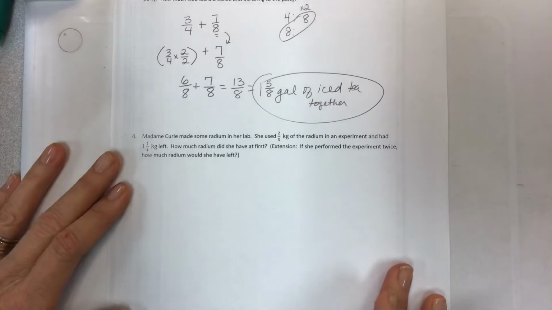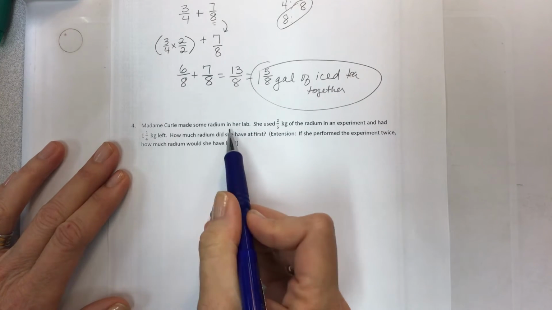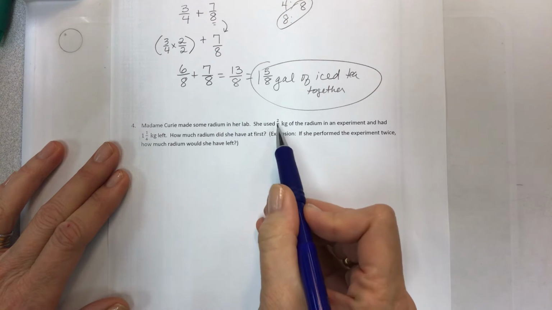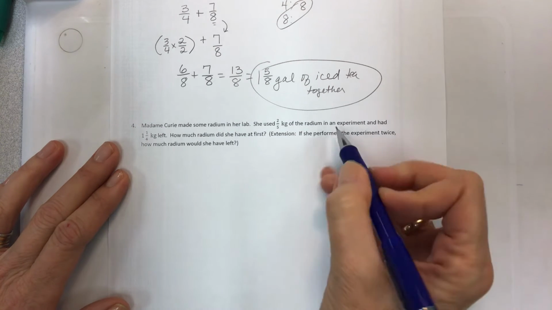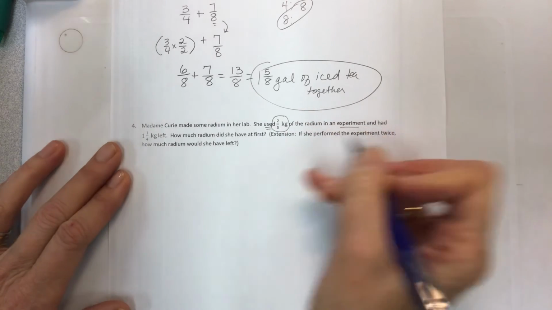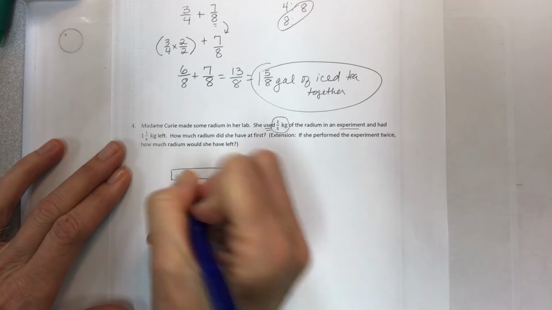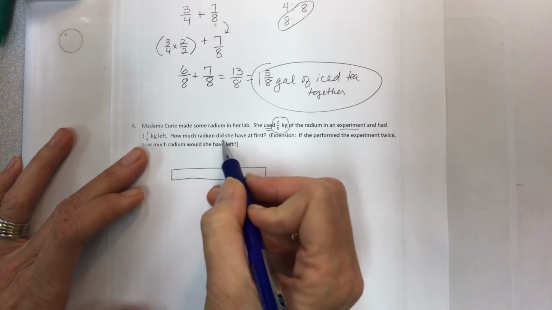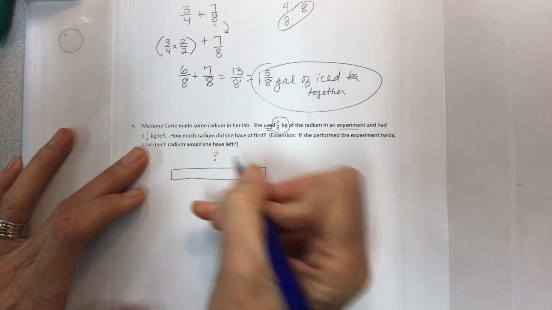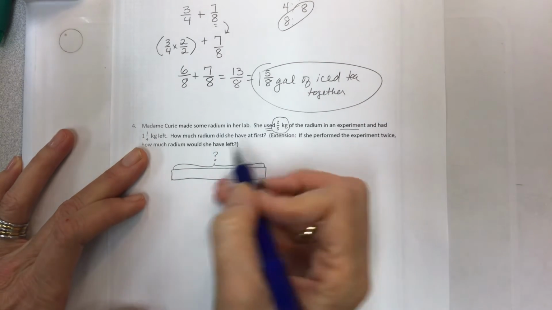Okay. And let's see if we can get this last one on the same video this year. Madame Curie made some radium in her lab. She's so smart. She used 2/5 kilogram of the radium in an experiment. She used this in the experiment and had 1 1/4 kilograms left. Now, I love these parts. How much radium did she have at first? Part to whole sounds like to me.